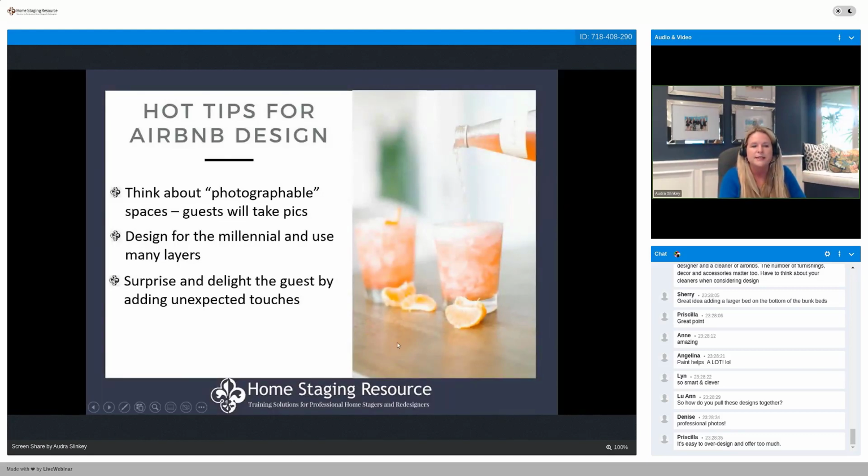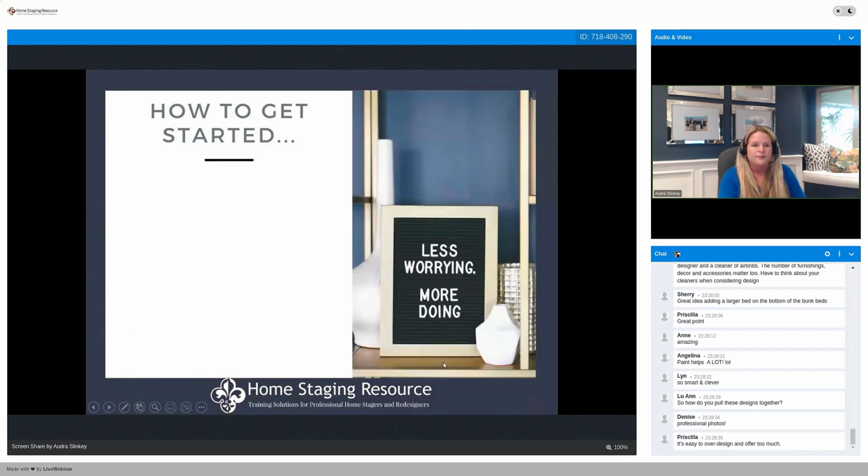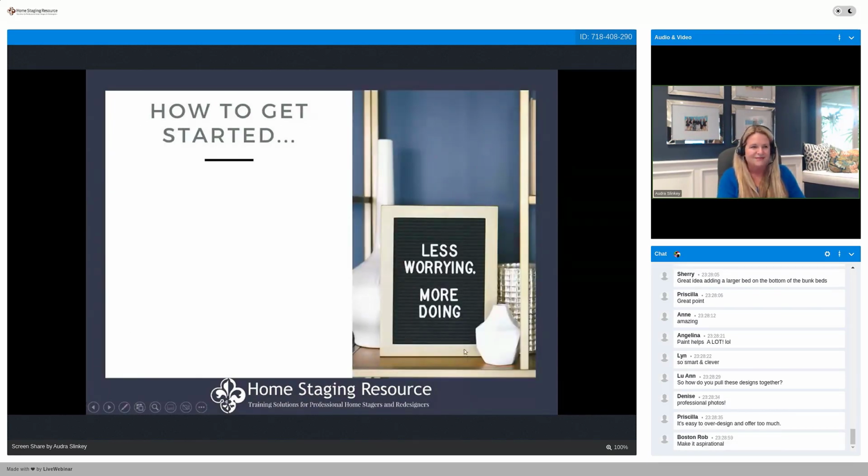Consider surprising and delighting the guest with unexpected touches. It really is in the details, and this is where a lot of places get it wrong. Yeah, you don't want to over-design. You've got to make it aspirational. I love that, Rob.